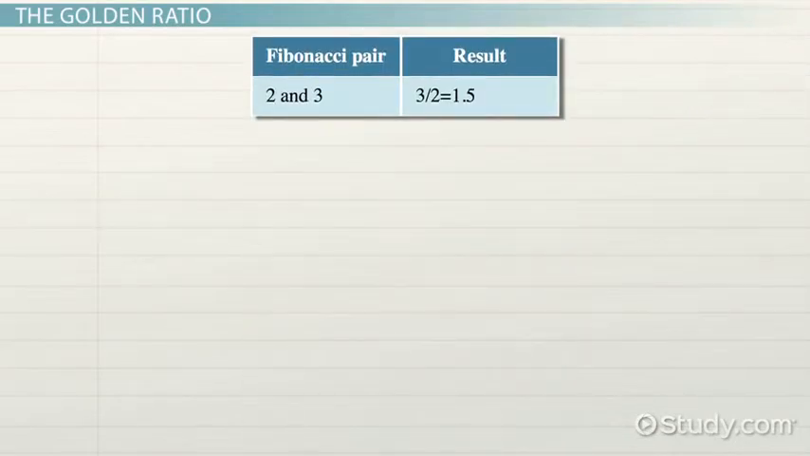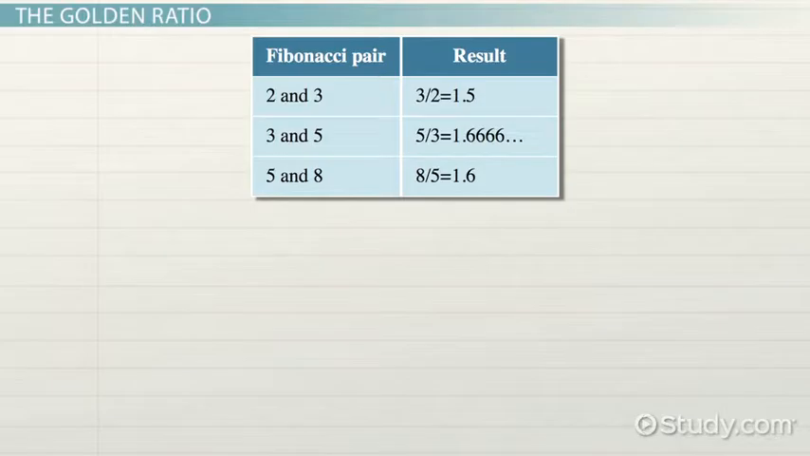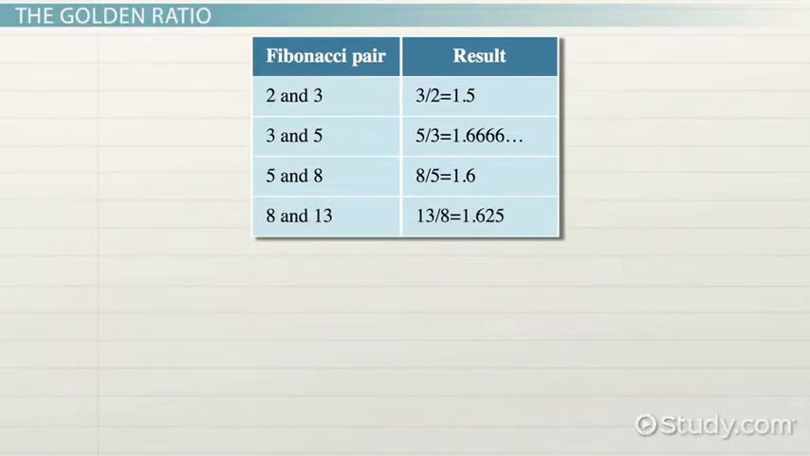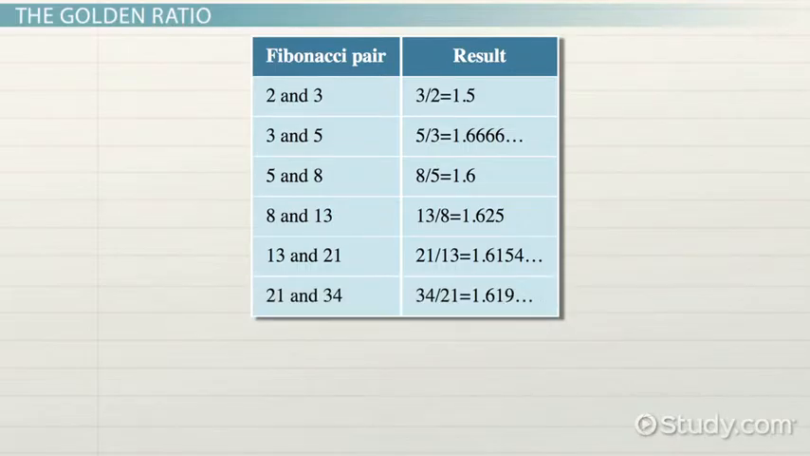Fibonacci pair, 2 and 3. Result, 3 divided by 2 equals 1.5. Fibonacci pair 3 and 5. Result, 1.66666, etc. Fibonacci pair 5 and 8. Result, 1.6. Fibonacci pair 8 and 13. Result, 1.625. Fibonacci pair 13 and 21. Result, 1.6154, etc.